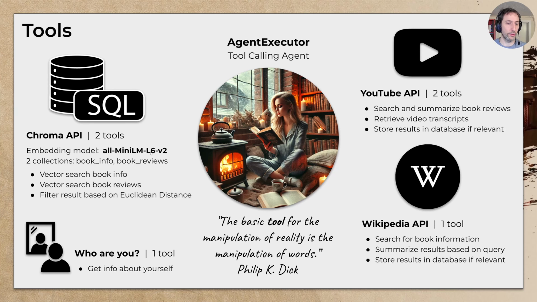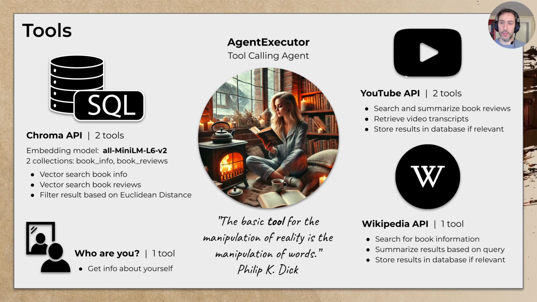And I have 2 tools to fetch book information and book reviews. I separated the two in my database to make sure they don't mix up, because book information is very factual. It's just information about the book, while book reviews is more about the point of view of people and YouTubers in particular. So I'm trying to keep those separate. And my agent is able this way to do vector search for book information and for book reviews, and filter the result based on Euclidean distance to make sure that the information retrieved is matching the query.